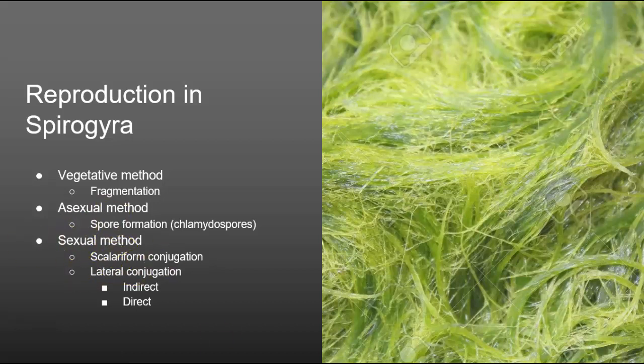There's something called the scalariform conjugation. Scalariform means ladder, so it forms structures that look like ladders. And there's lateral conjugation, which can come in two different forms, indirect and direct. The only method that I saw in your lab manual is the scalariform conjugation, so that's the only one I'm going to talk about. However, I did provide a link to a really good video that goes through all these different methods of reproduction for Spirogyra.